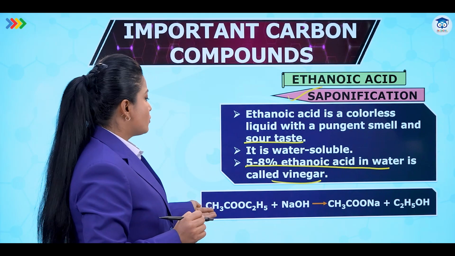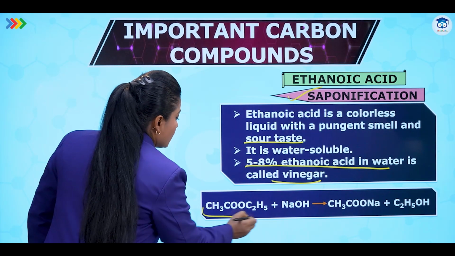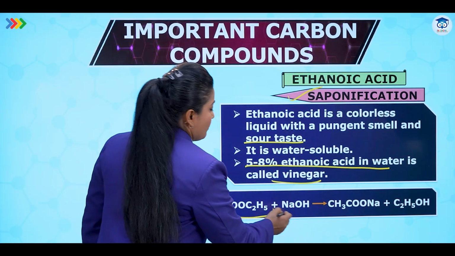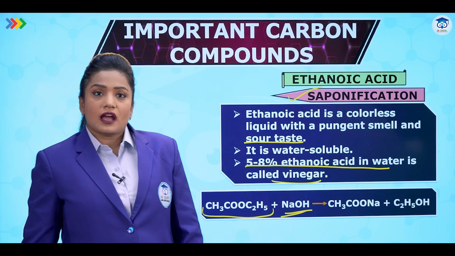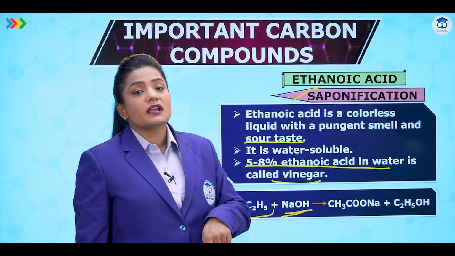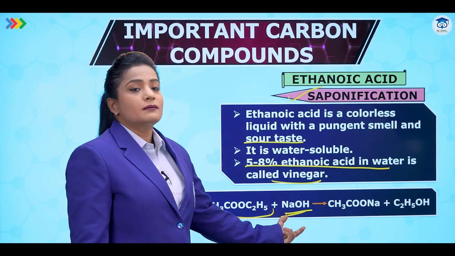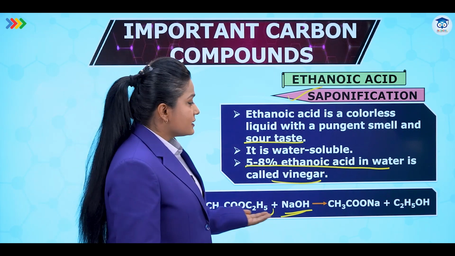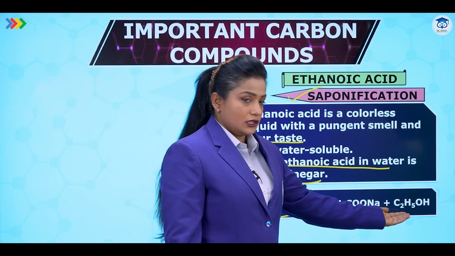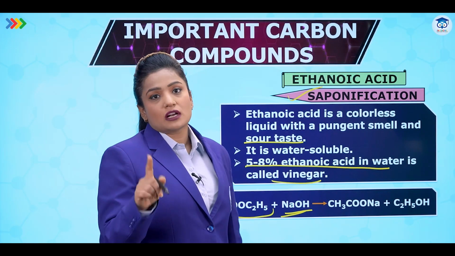Now let's come to the equation of saponification. In saponification, we have taken the ethyl ethanoate ester. To this we are adding the base NaOH. Remember I told you the opposite of acid is base. Acid was used in esterification, so we are going to use a base in saponification. When we add ester and base, this ester will give us carboxylic acid and ethanol. But we don't get the carboxylic acid exactly. We get a salt of the carboxylic acid.